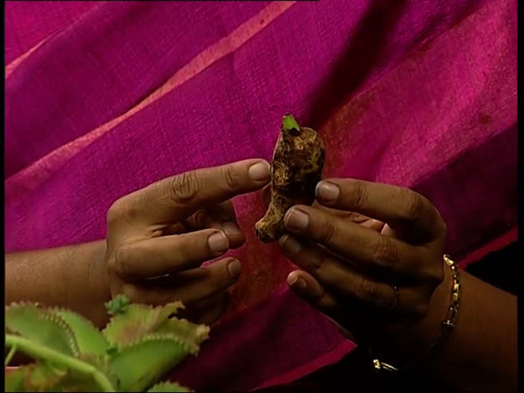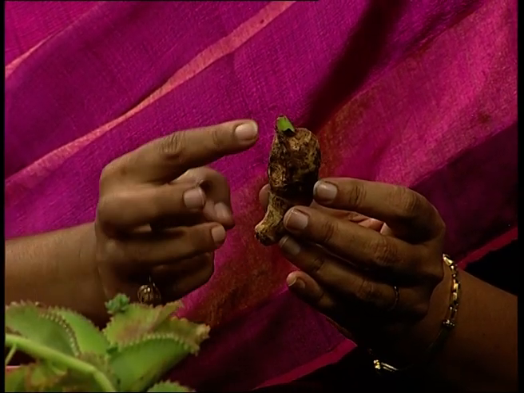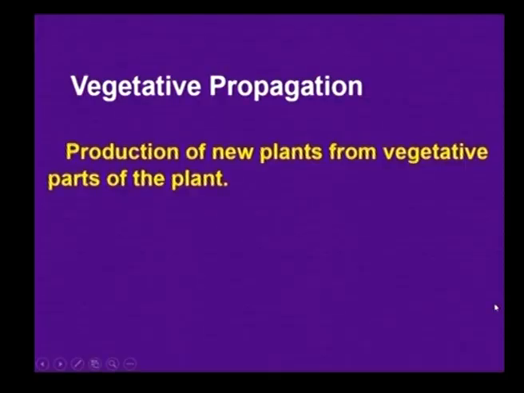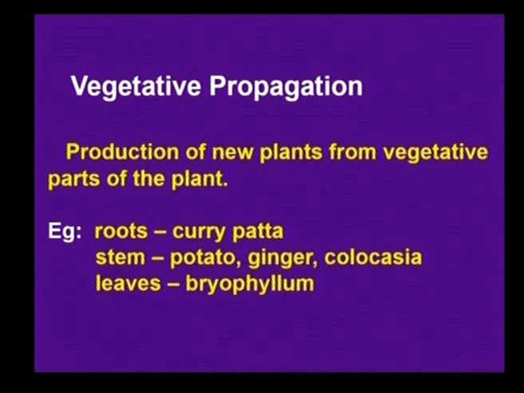This is colocasia. This is the stem of colocasia which gives rise to a new plant. You observe some examples now. Production of new plants from vegetative parts of the plant is called vegetative propagation. Examples are curry patta plants coming from the roots, potato, zinnia and colocasia coming from the stem, bryophyllum. New plants are produced from the leaves.